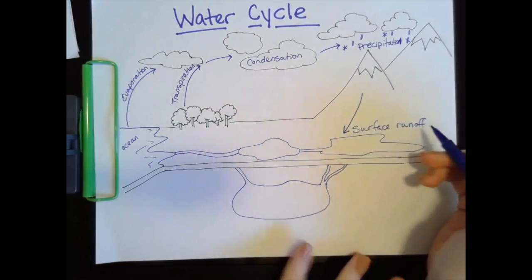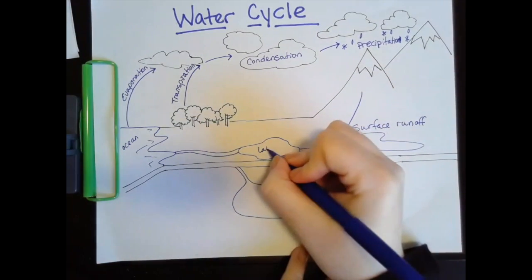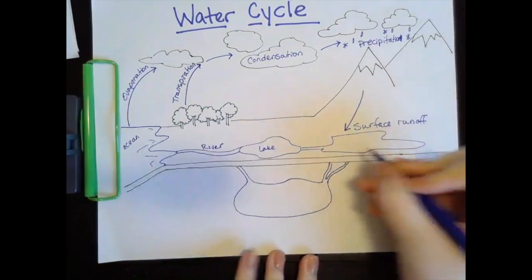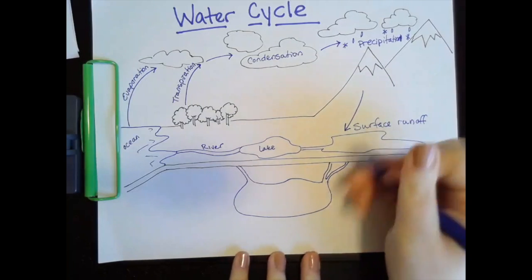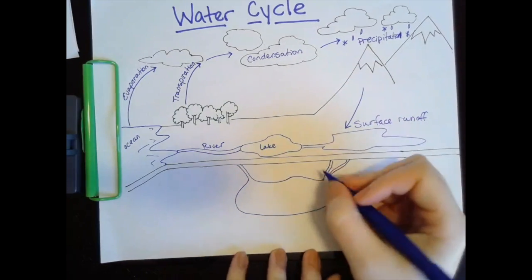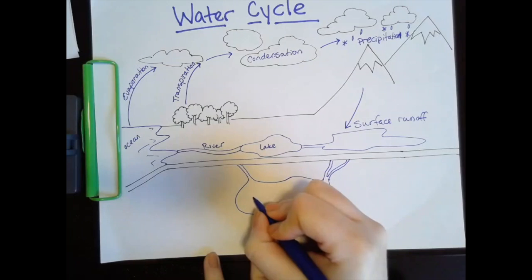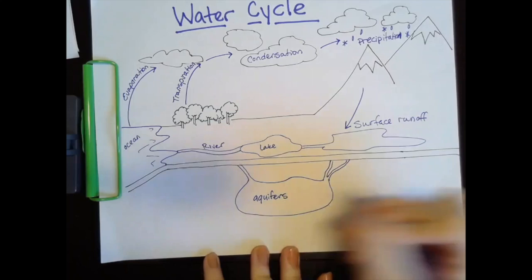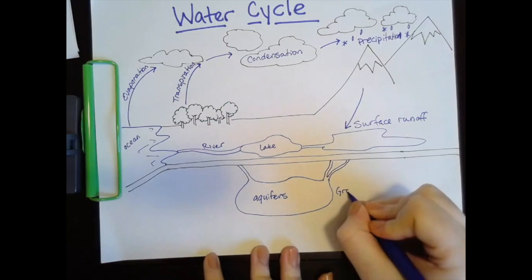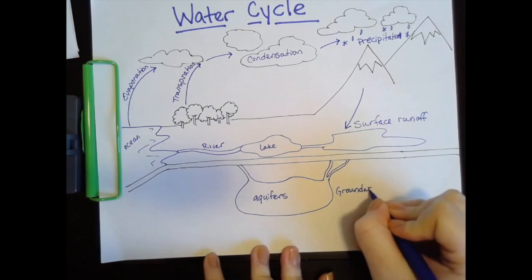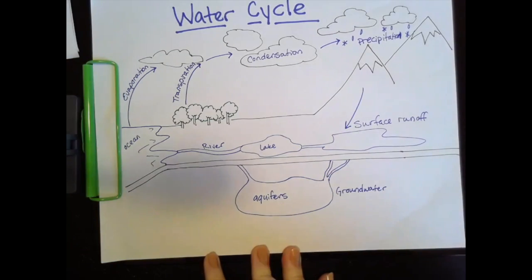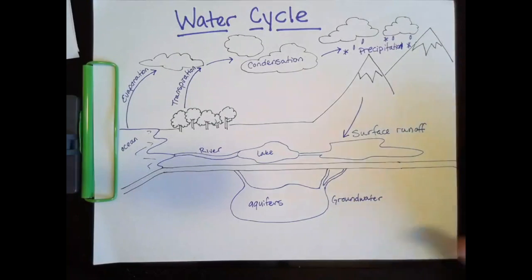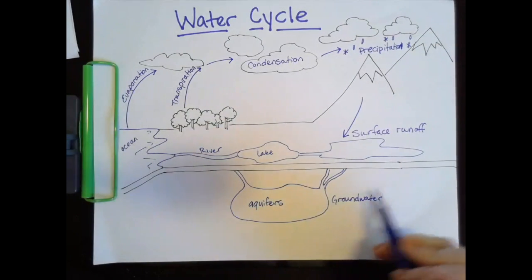So that runoff will run maybe into a lake or maybe a river, but it can also go underground. So there are these underground pockets of water called aquifers. You might also hear the term groundwater. This is where we get a lot of our drinking water from. If you have a well near your house where you get your drinking water from, you're getting it from groundwater.